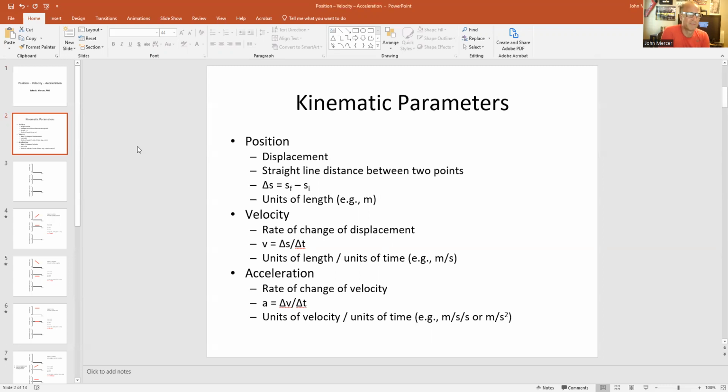Velocity, time rate of change of displacement, delta S over delta T. Units of length over units of time, and so meters per second, miles per hour, what have you. This is a vector as represented by magnitude and direction. In acceleration, time rate of change of velocity. Delta V over delta T is the equation, and the units are any units of velocity over any units of time. Now, clearly I could have put down angular position, angular velocity, angular acceleration, same relationship that we're going to be dealing with. I'm just going to stick with linear.